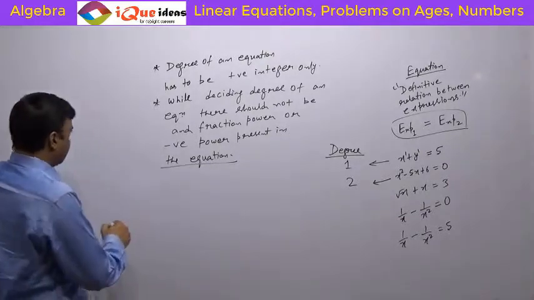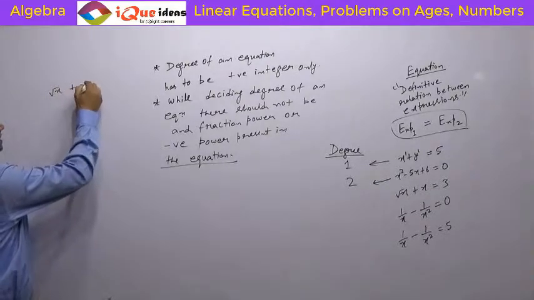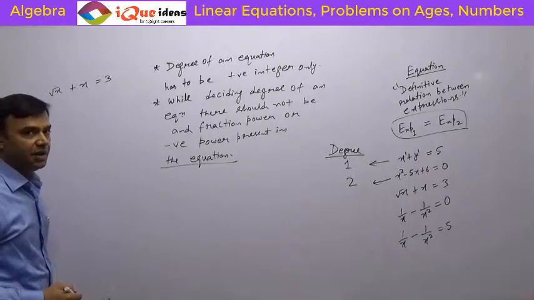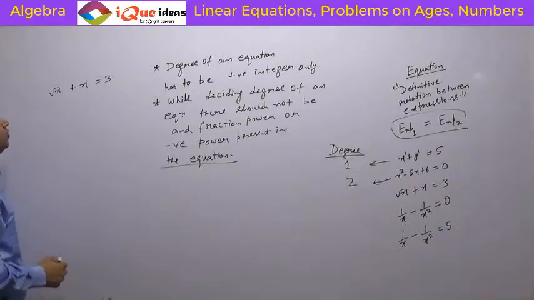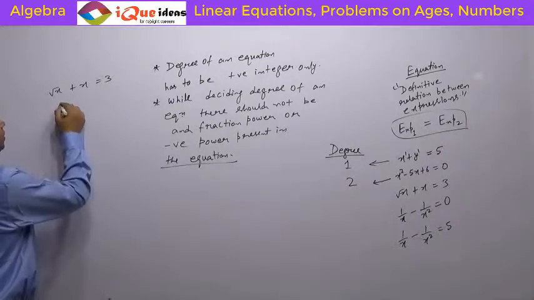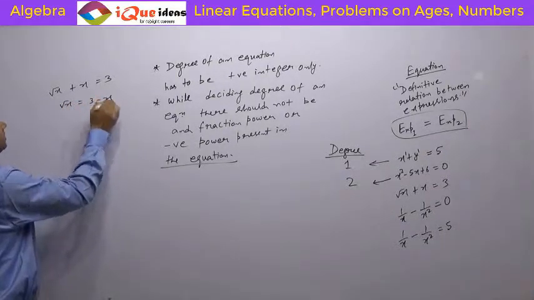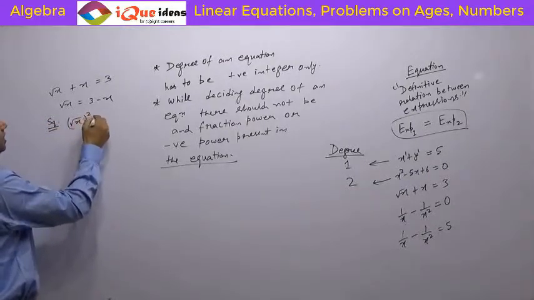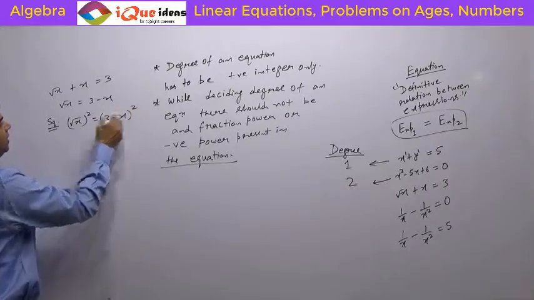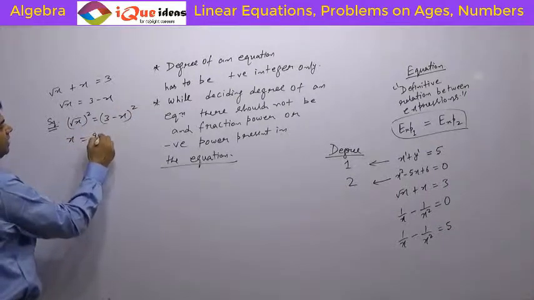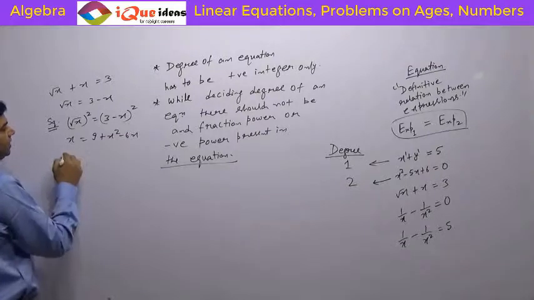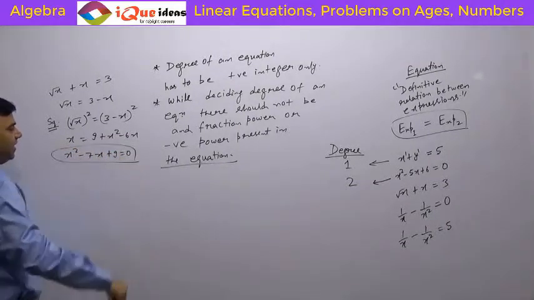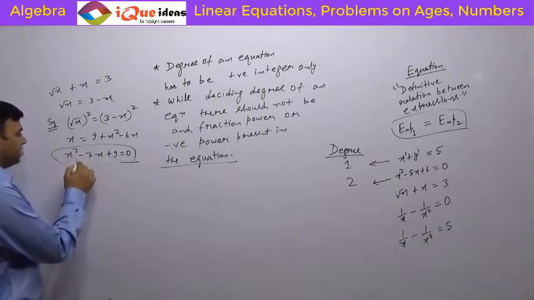Why? Because root x is power 1 by 2, so you cannot find the degree here. You have to remove the power 1 by 2, you have to remove the square root. How will you do that? Root x can be equal to 3 minus x. Now you square both the sides. So it will be root x whole square equal to 3 minus x whole square. So we will have x equal to 9 plus x square minus 6x. So we have x square minus 7x plus 9 equal to 0. Bring them all on the same side. Right? So here the degree is 2.